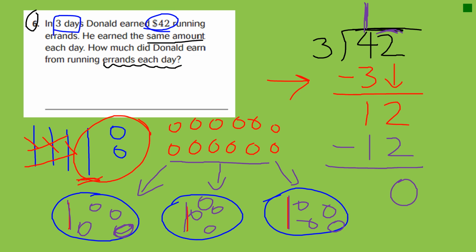How many ones are in each group? 1, 2, 3, 4. Yep, 4. Let's double check. 1, 2, 3, 4. Yep. 1, 2, 3, 4. Yep.